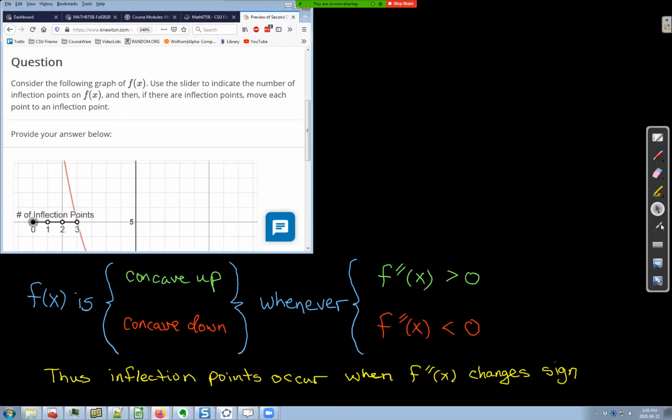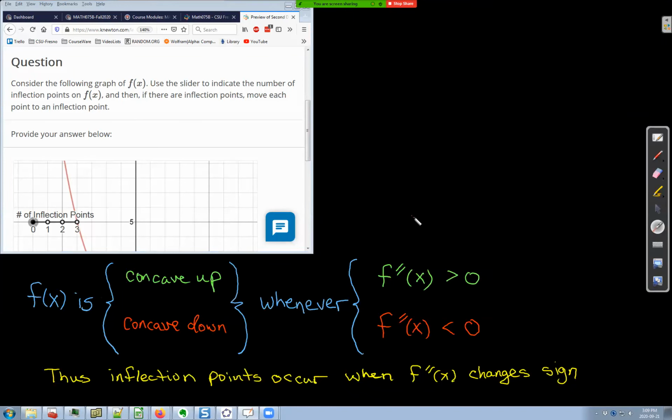So this is a problem about concavity. The problem shows us the graph of f of x, and it wants us to find how many inflection points the function has and find where the inflection points are. So it's an inflection point problem, or a problem about concavity.